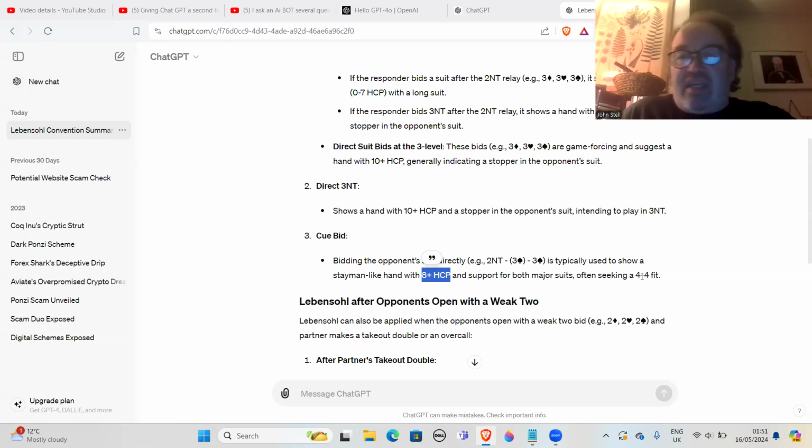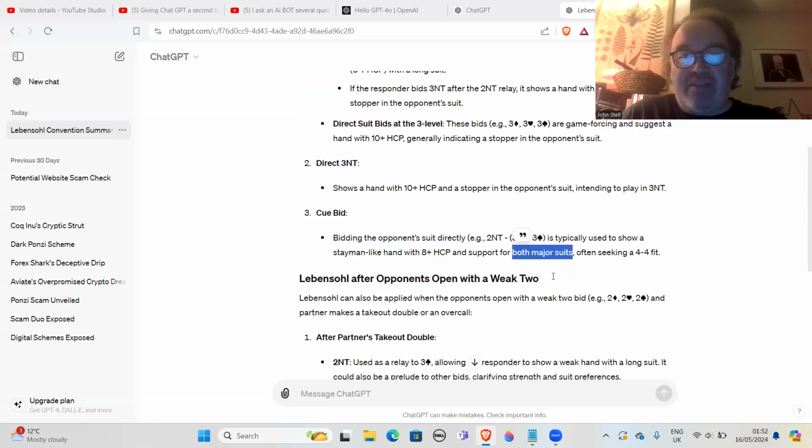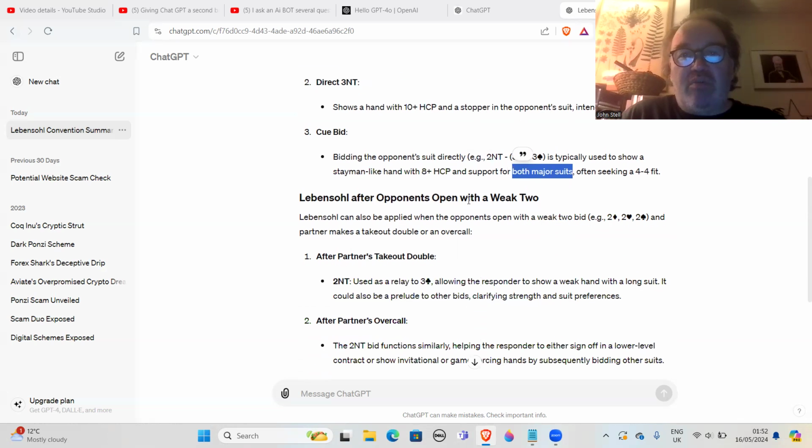Okay, so both major suits, that's not true. The bid shows the other major suit. If their overcall was a major suit, then by bidding the Q-bid, so if it's gone one no trump, two spades, three spades, that would show 4 hearts and enough points for game. But here it's saying both major suits. It doesn't show spades. You're not interested in finding a spade fit when the opponents have bid two spades. Okay, so lebensohl after opponents open a weak two. That's the first part of lebensohl, the one no trump opener.